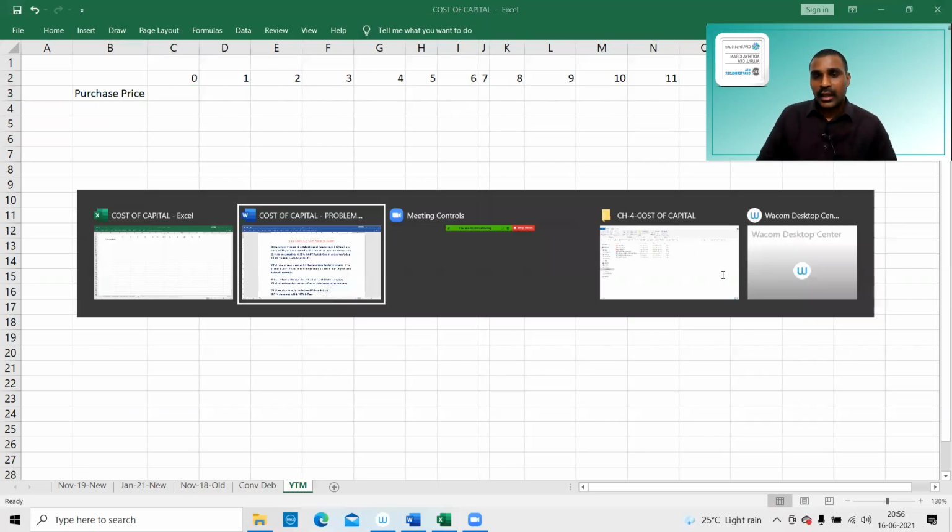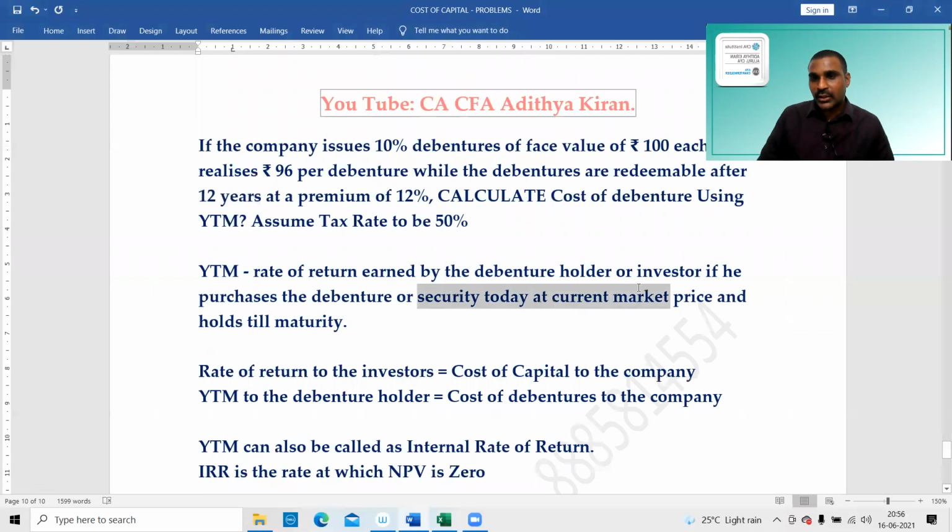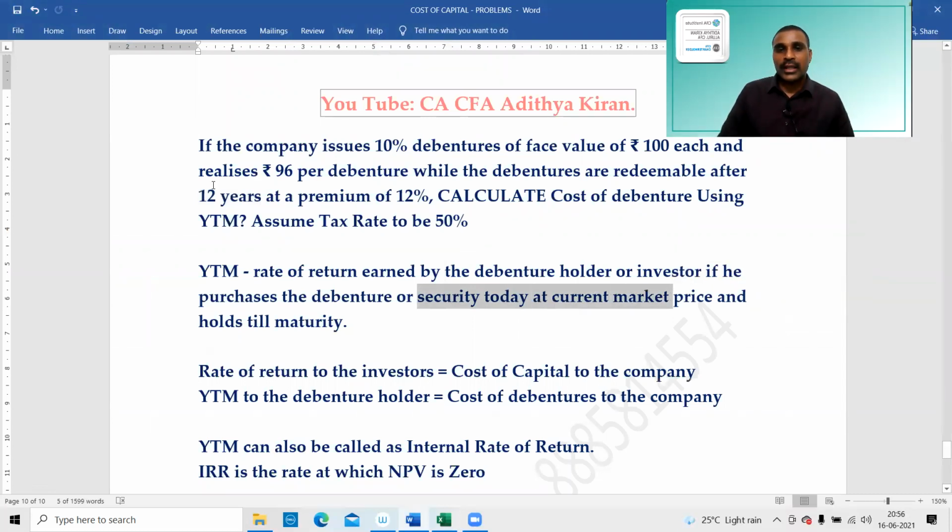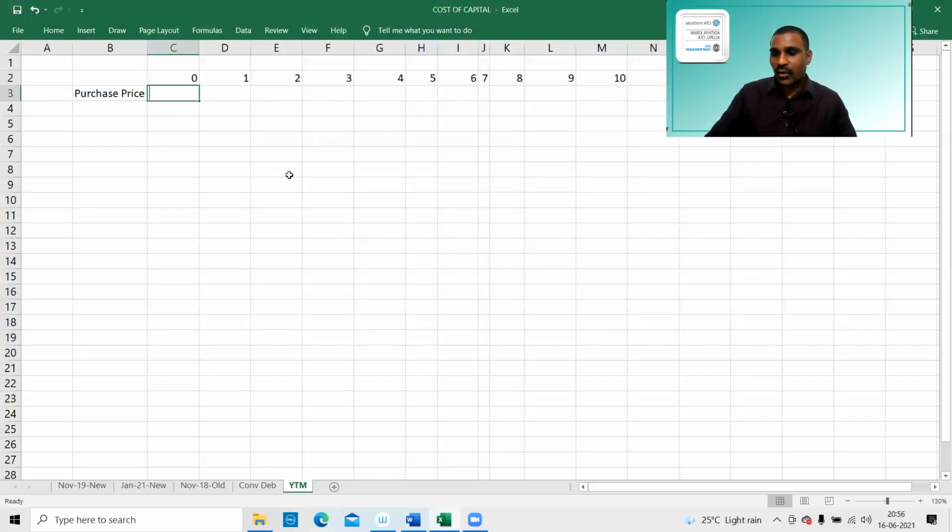Very important. Investor purchased the debenture at current market price. What is the current market price? 96 rupees. Face value is rupees 100, market price is rupees 96. Therefore, that 96 I have to take as a negative. Remember that 96 is positive for the company, the inflow to the company. But we are doing the calculations from the point of view of the debenture holder. Therefore, for the debenture holder, it is an outflow.